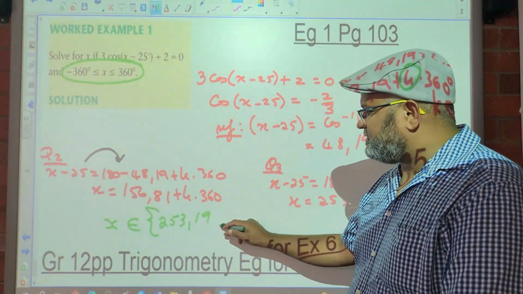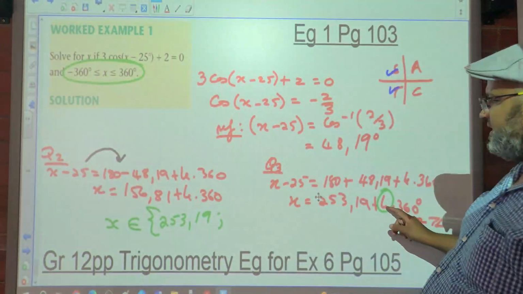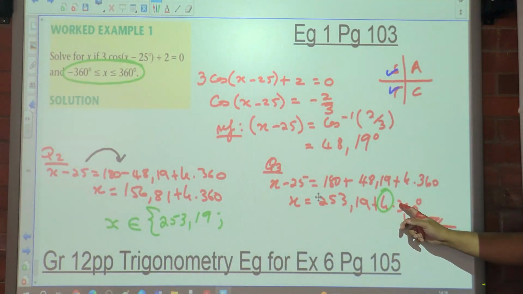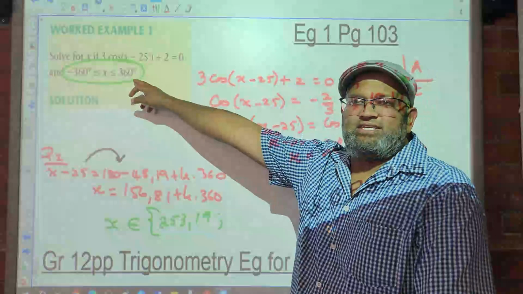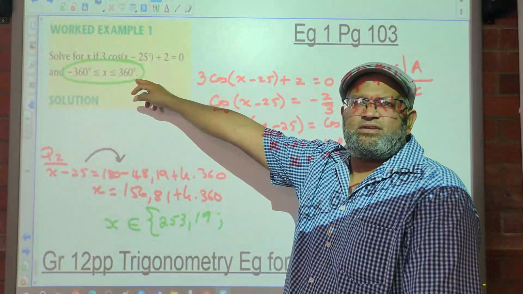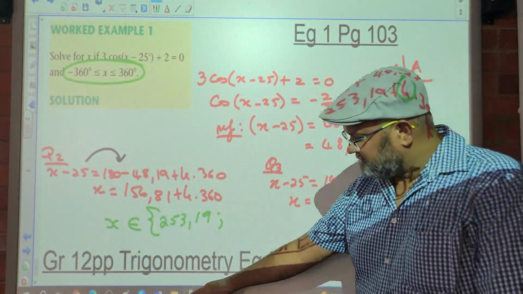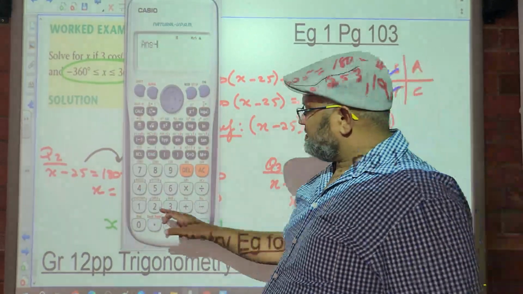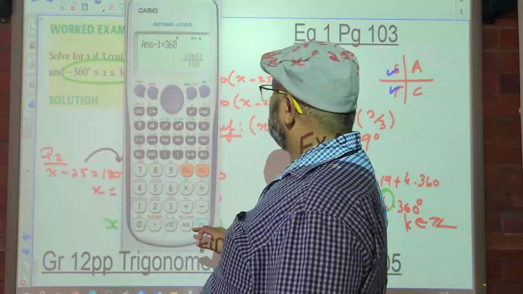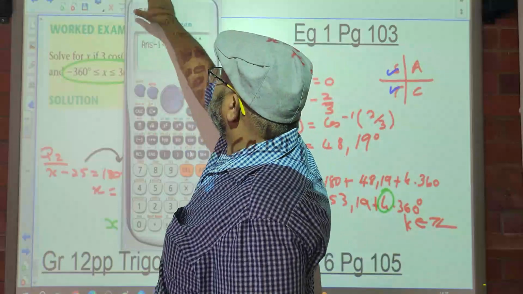What will happen if I put a 1 here by k? Then it's going to be outside this 360 degree range, not so? So what do I do? I'm going to put a negative 1. So it's going to be minus 1 times 360, which gives you an answer of negative 106,81.